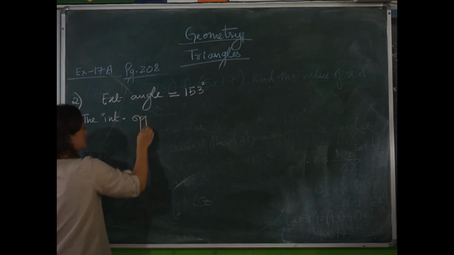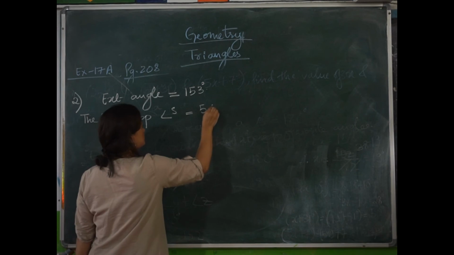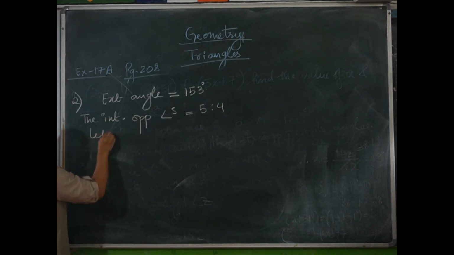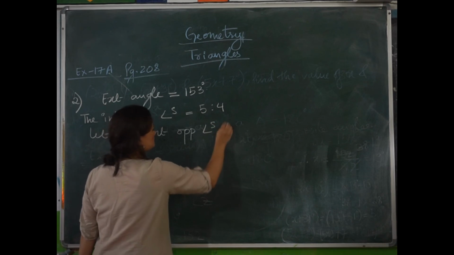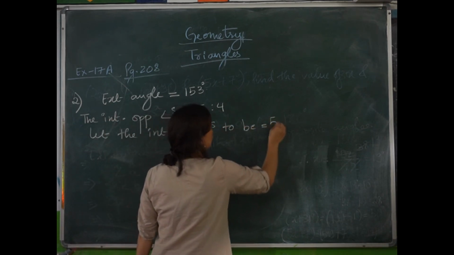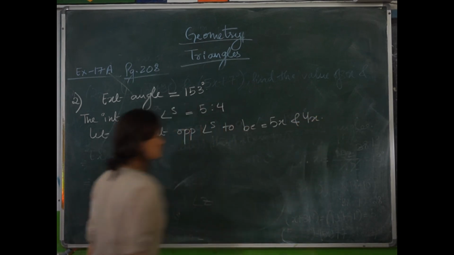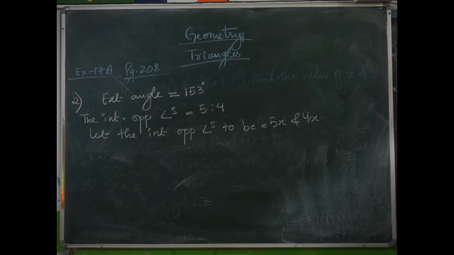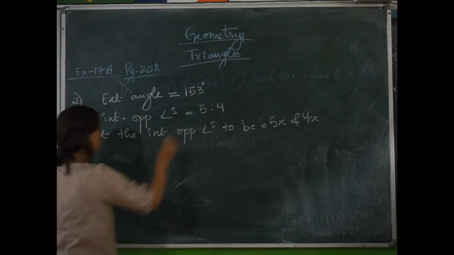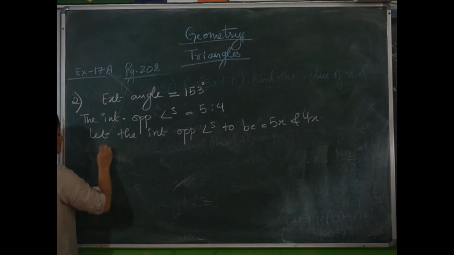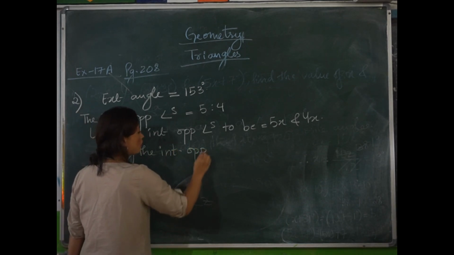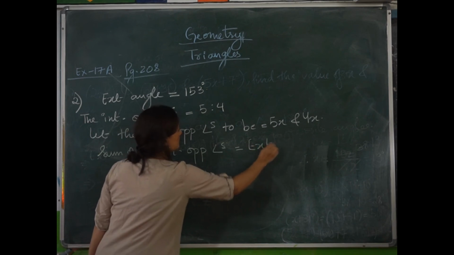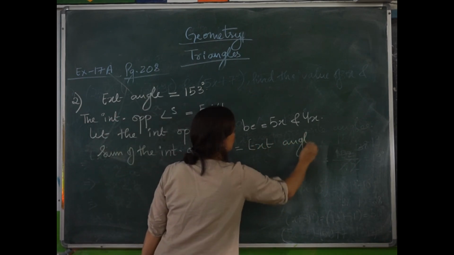The interior opposite angles are in the ratio 5:4. So if the ratio is given, we assume the interior opposite angles to be 5x and 4x. Now what do we know is that the sum of the interior opposite angles is equal to the exterior angle.